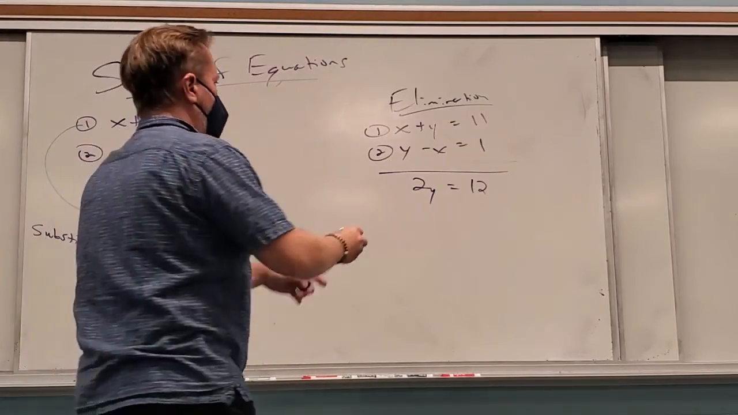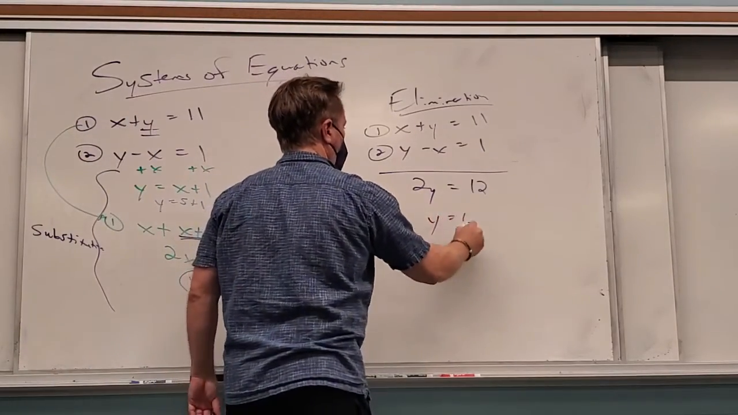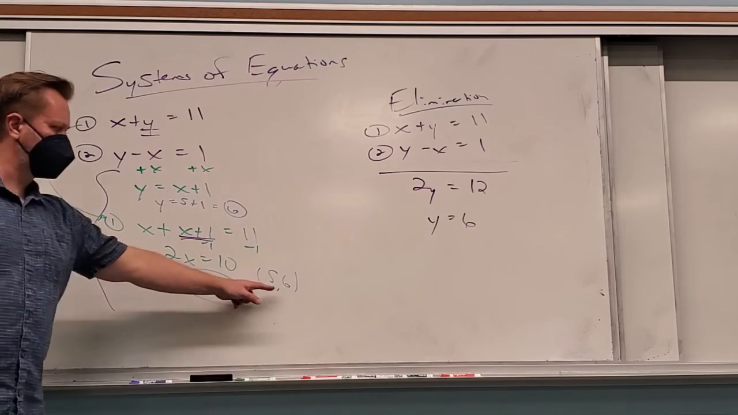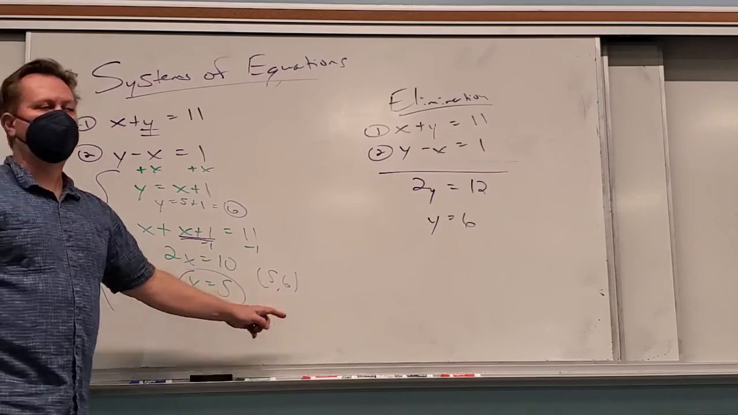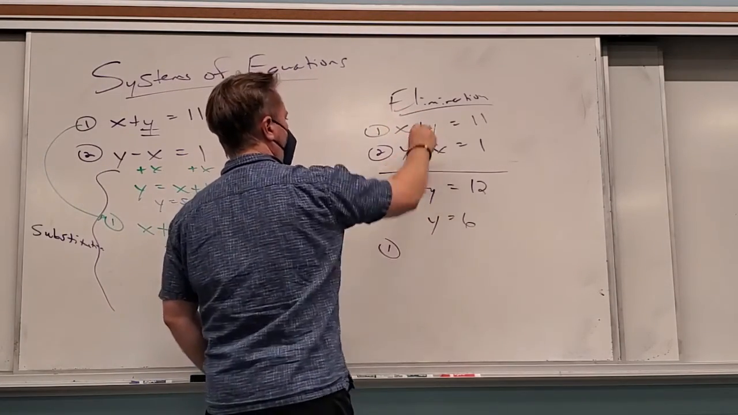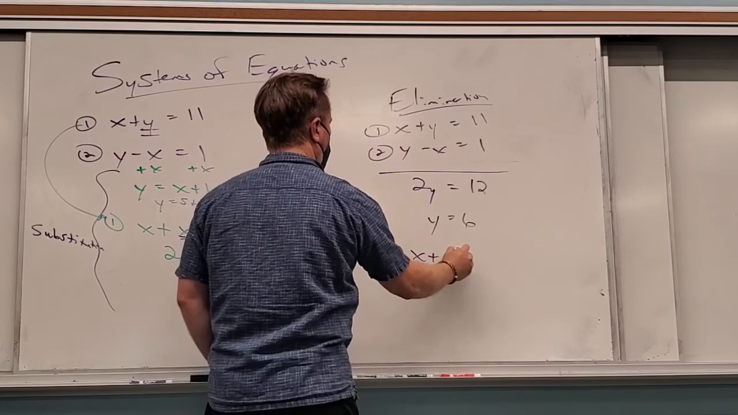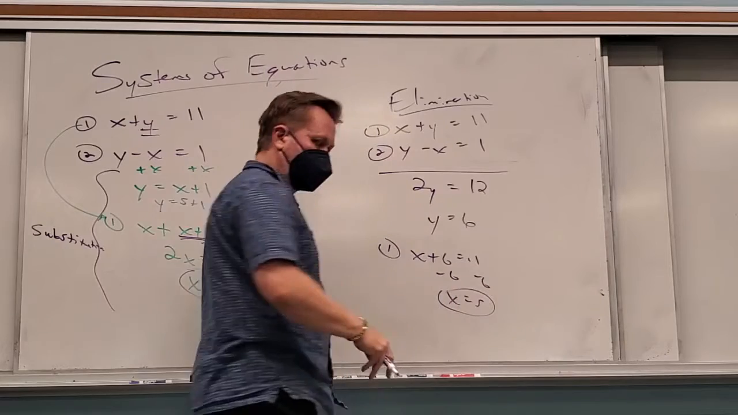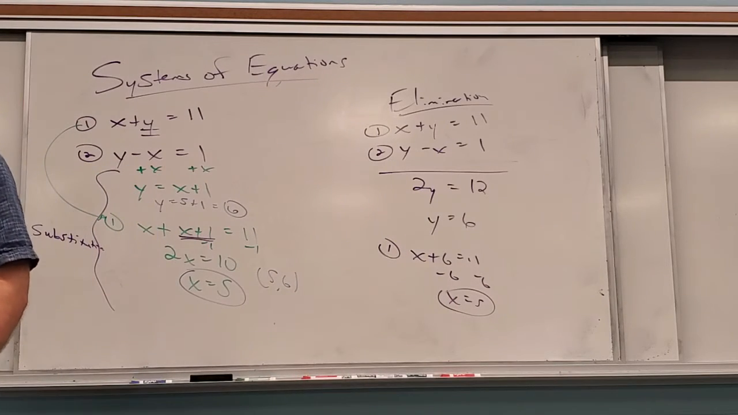Does that lead to the right answer? So far. Isn't y supposed to be 6? And then how do I figure out what x is? Well, I just pick one equation and I put 6 in for y. And I get x is 5. Again, right? Okay.